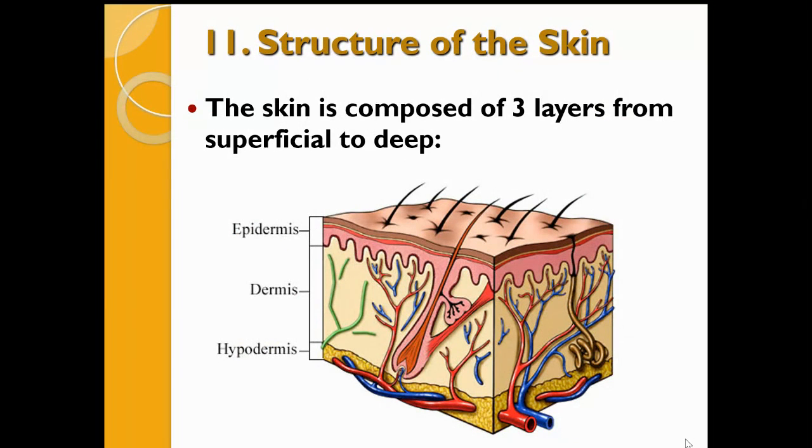Then you have the dermis layer, which is the living, bringing in blood, nutrients kind of layer. And then the hypodermis, which is mostly just fat, which acts as a cushion kind of protective layer, but also helps that temperature regulation.